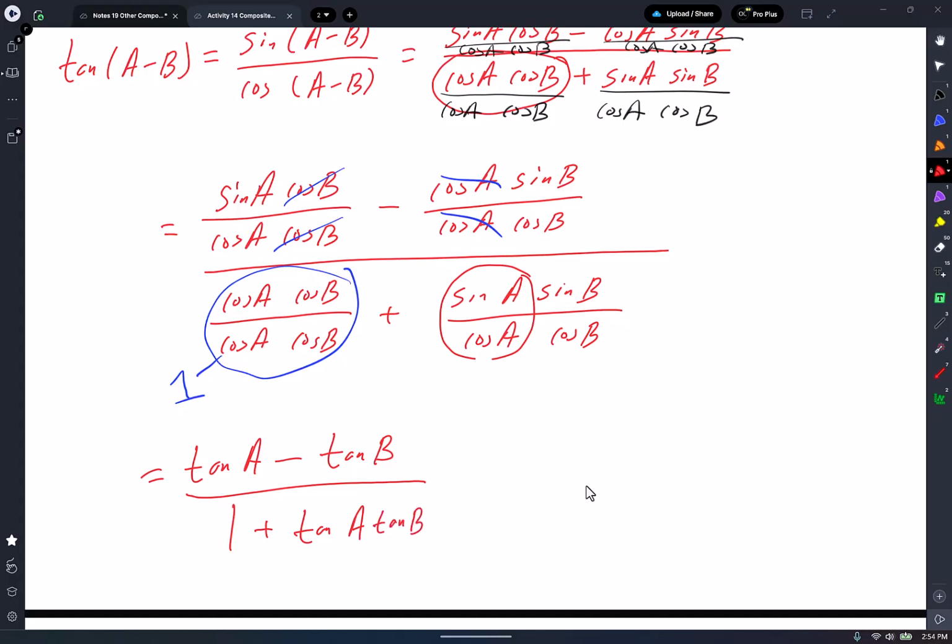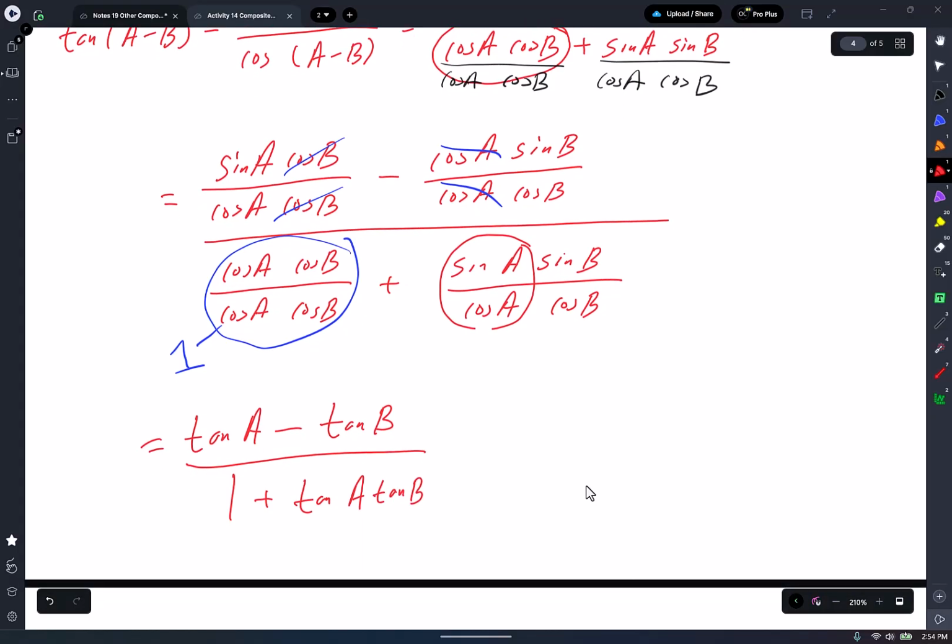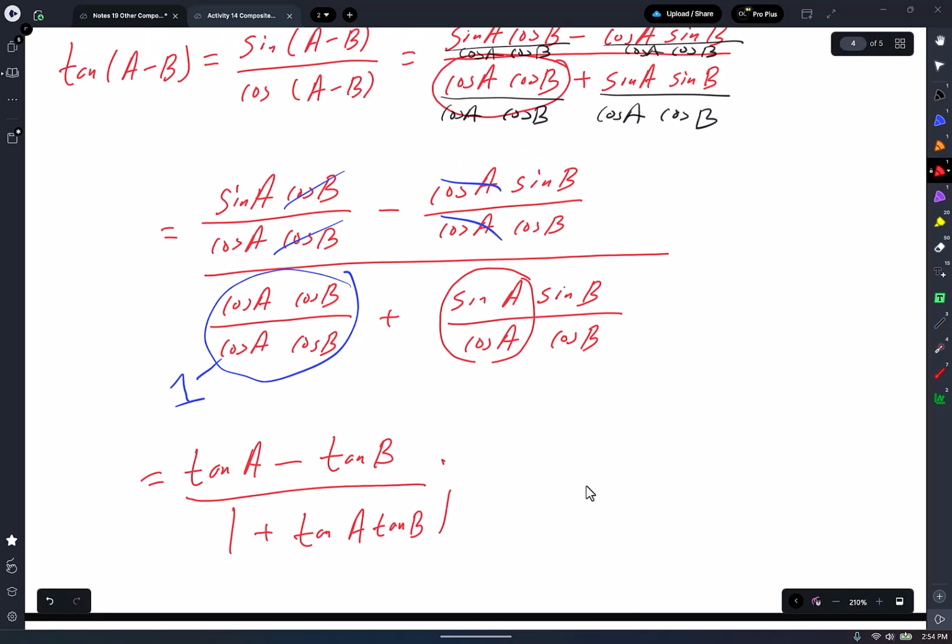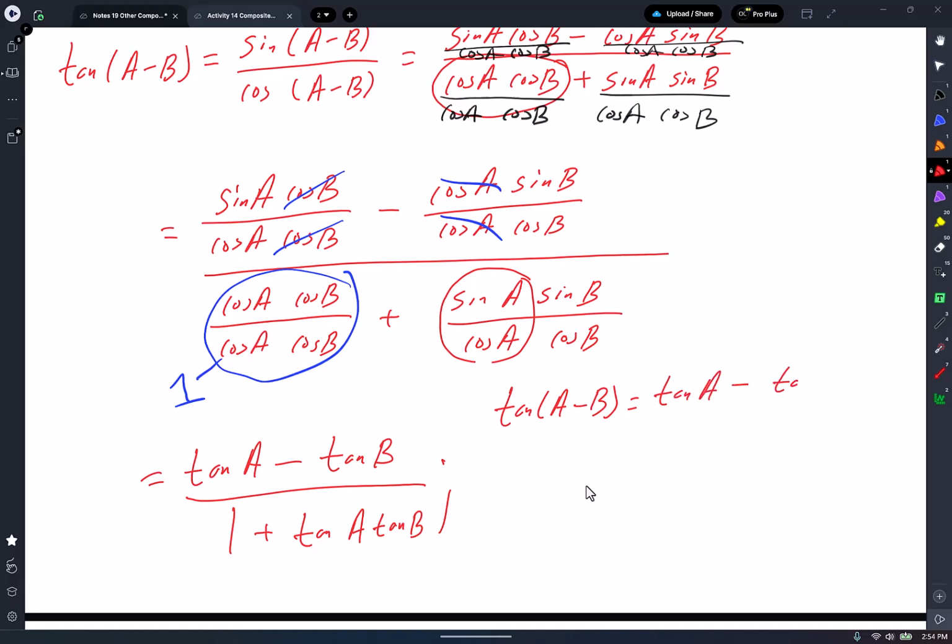So there it is, guys. You got another formula. So what's another formula? Tan of A minus B, that's a minus, just the squiggly came out a little funny, equals tan A minus tan B over 1 plus tan A tan B.